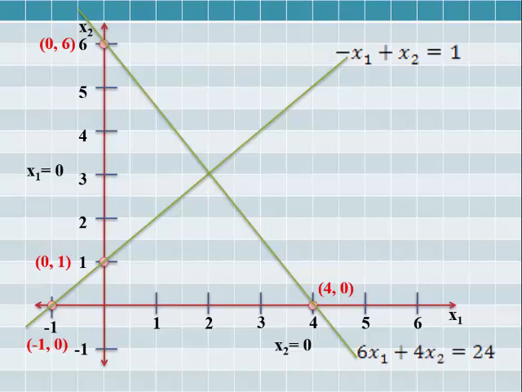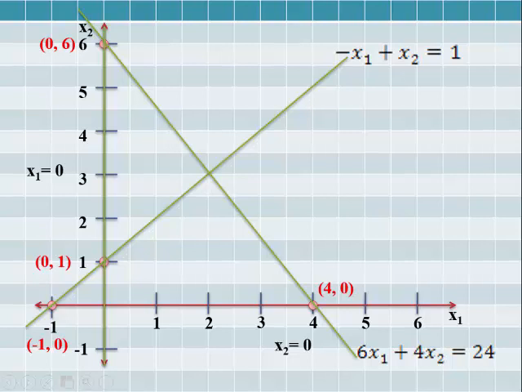And to represent the third inequality constraint, we have to draw two lines, that is x1 equal to 0 and x1 equal to 5. So the portion in between these two lines is the third constraint. Okay, so this is the line x1 equal to 0, that is the x2 axis, and this is the line representing x1 is equal to 5.